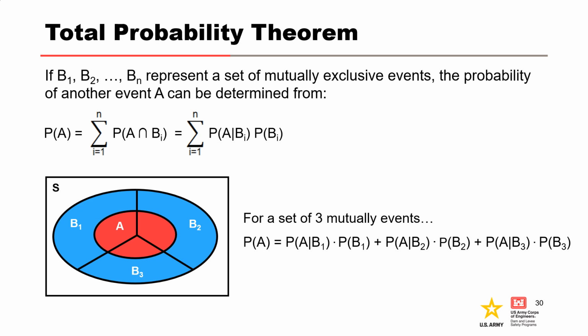The final topic in this section is the total probability theorem. The total probability theorem is a fundamental rule that relates marginal probabilities to conditional probabilities. It expresses the total probability of an outcome that can result from several distinct events.